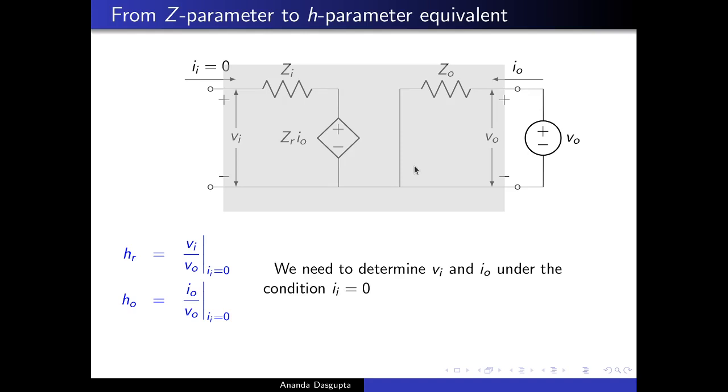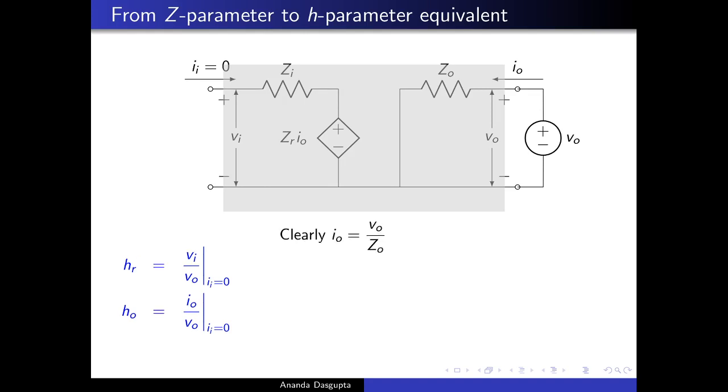And what we need to do is find out Vi and Io under these conditions. Vo, of course, is something you directly control because you have put in the voltage source Vo. Well, Io is straightforward. It's just Vo by ZO. This is just a series circuit with a single impedance ZO. So you get Io is Vo by ZO. So Ho, the output admittance, simply works out to be 1 over ZO, the ratio of Io and Vo.